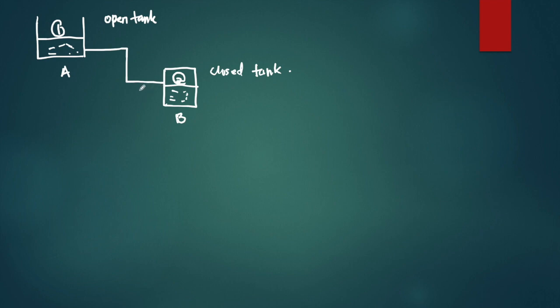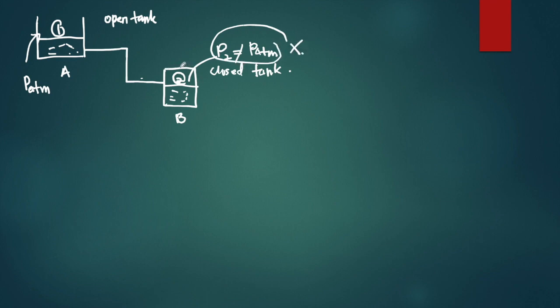It is different from the previous example, where the previous example focused on both tanks being open to atmosphere. But for the second case, the second situation, we have one tank open to atmosphere and another one closed to the atmosphere. So what will happen here? The pressure at this point is the same as P atmospheric, P atm. But here, you cannot assume that P2 is equal to P atm. It is totally wrong. Okay, you cannot assume like this.